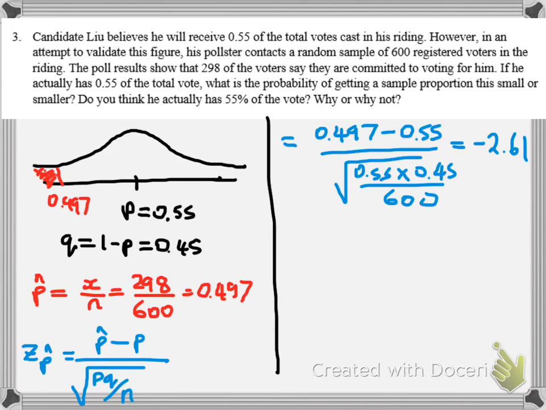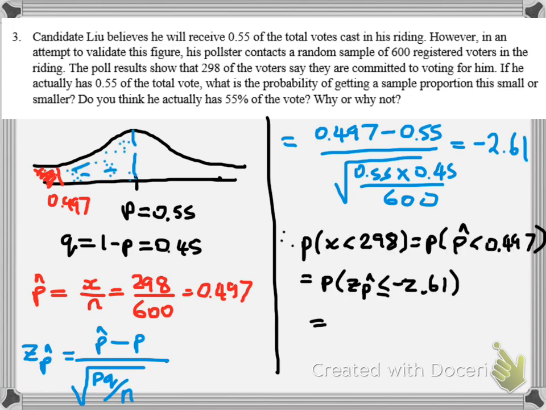So in the picture to the left, you can see that the shaded red area is what we are looking for. And if we calculate this using our z tables, the probability that in a sample of 600 voters, where the population support for him is supposed to be 55%, of having 298 or less, is as shown, 0.0045.